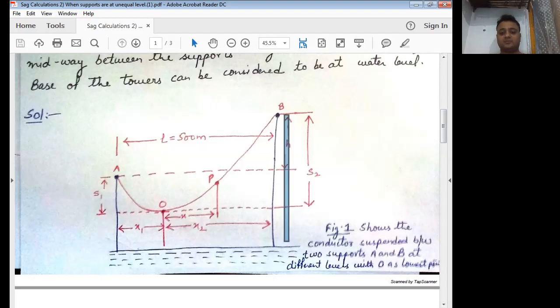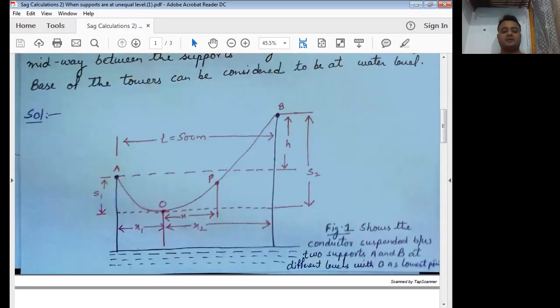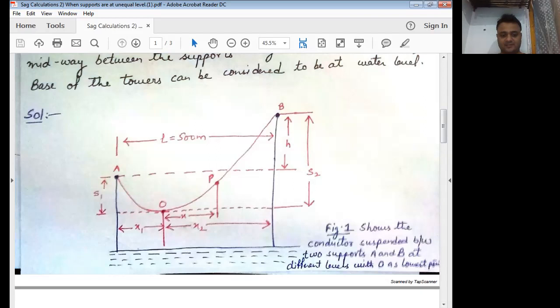Both are given in the numerical. So the lowest point on the conductor is this point O, and the midpoint on the conductor can be assumed as P. Lowest point is different from the midpoint. हमें निकालना क्या है? We have to calculate at first the distance between this lowest point on the conductor and the water level.